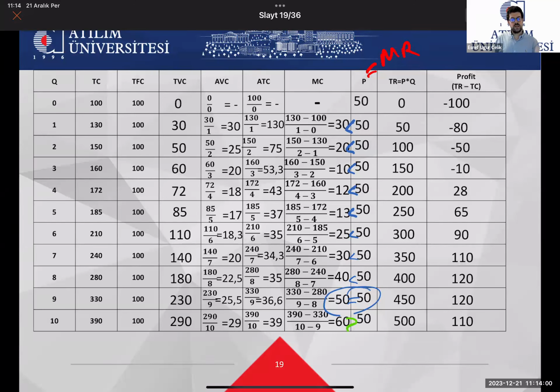So as long as marginal revenue is greater than marginal cost, we keep producing it. And the equality part gives the highest profit or the minimum loss. So we are going to choose that row. That row shows 9. So the condition is price equals marginal cost, or marginal revenue equals marginal cost, which gives what we choose for the production level.